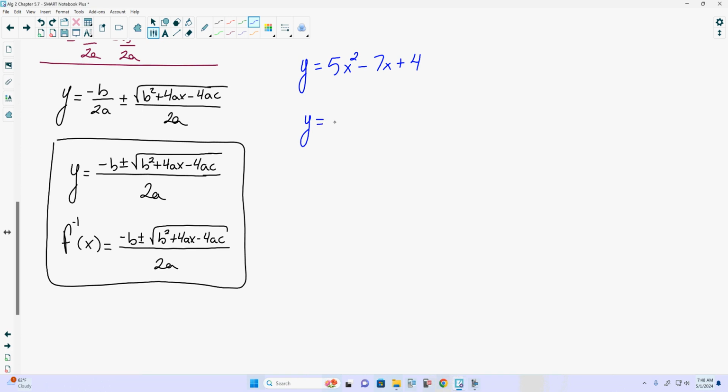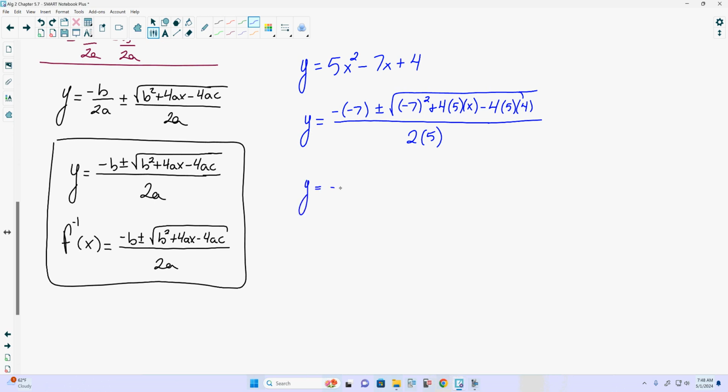Or we can plug it in, because we can say negative b plus or minus the square root of b squared, a negative 7 squared, plus 4 times our a, which is 5, times x, minus 4 times our a, which is 5 still, times c, which is our 4, all over 2 times a, 2 times 5. And now we just need to simplify.